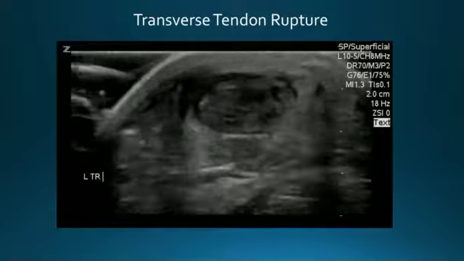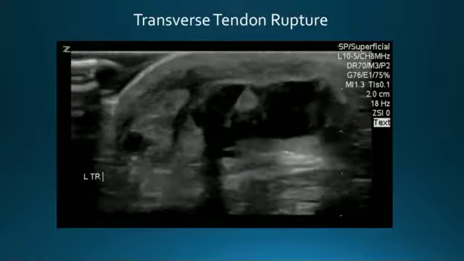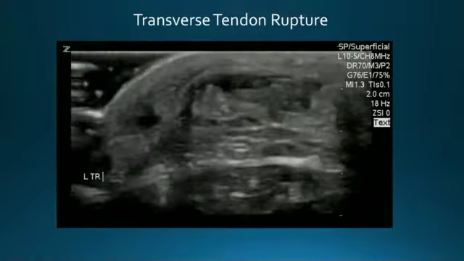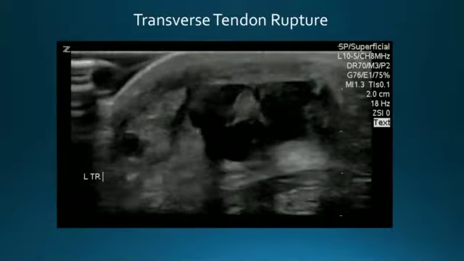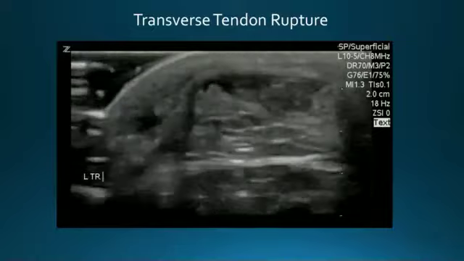In this view, here's another example of a transverse view of a tendon rupture. Again, we see a loss of the typical fibrillar architecture and a very large fluid collection, most likely a hematoma.